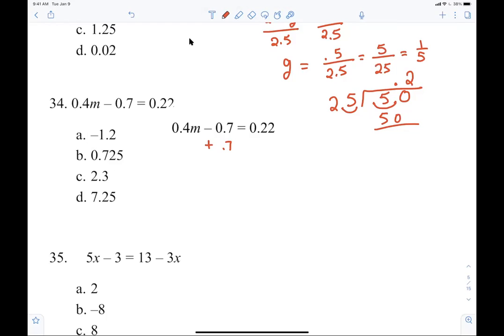I'm adding 0.7 to both sides. I'm adding 0.7, but what do I have to do with the decimal? Make sure you do what? Line it up. Come on now. So now I have 0.4m equals 0.92. Now I divide both sides by 0.4. Divide both sides by 0.4.